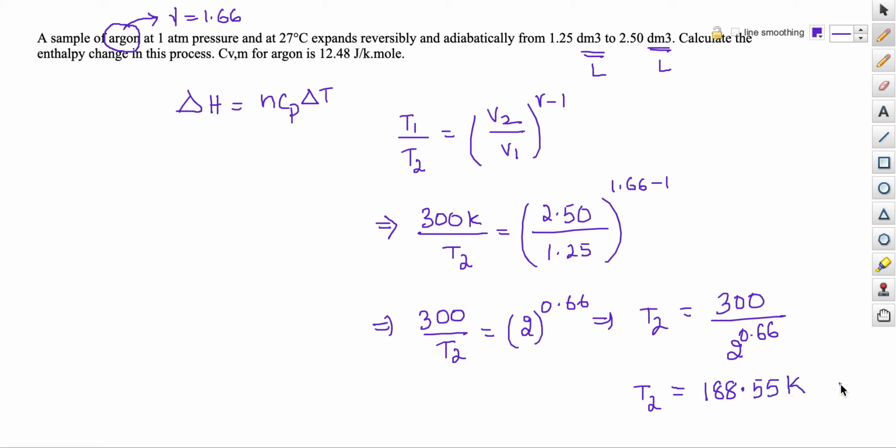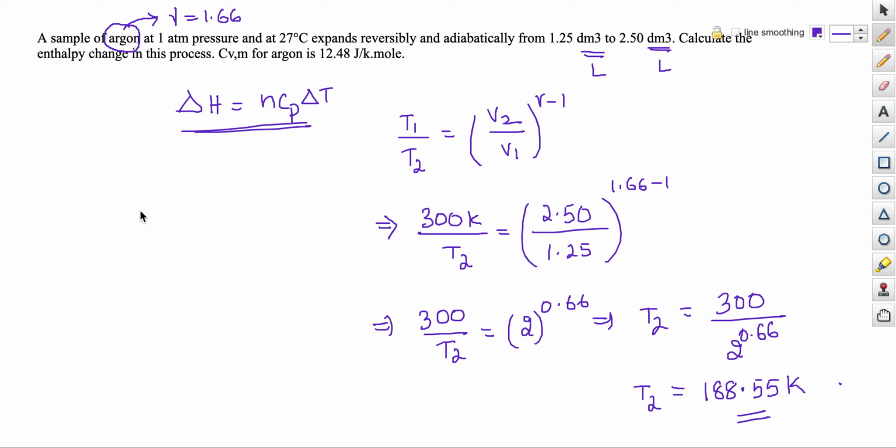Kelvin. So another evidence for our argument in the last class. So in adiabatic expansion, there will be a cooling effect. So that is what is observed here. So temperature drops from 300 Kelvin to 188.6 Kelvin roughly. But the question is not about the temperature, it is enthalpy change. And what is the enthalpy change? This is the enthalpy change formula.